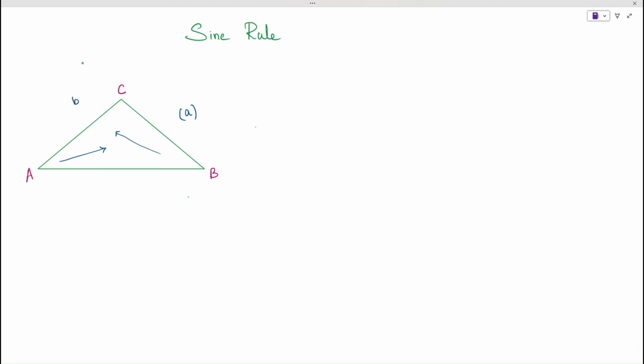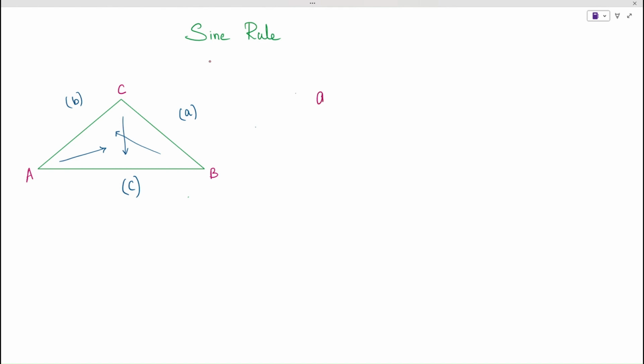But these will be in lowercase. So our sides will be lowercase a, b, and c, and our angles will be uppercase A, B, and C. And so the sine rule can be used to find the length of a side in a triangle or the size of an angle in the triangle if you know the size of an angle and its corresponding opposite length and the size or length of another part of the triangle. So if you knew the size of angle A and the length of side a, and you knew the size of angle B, you could calculate the length of side b.